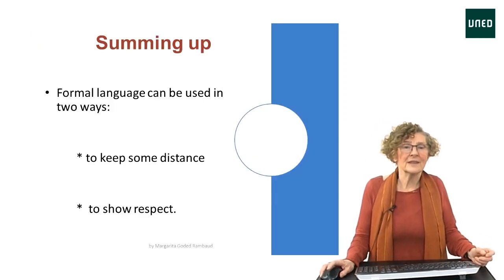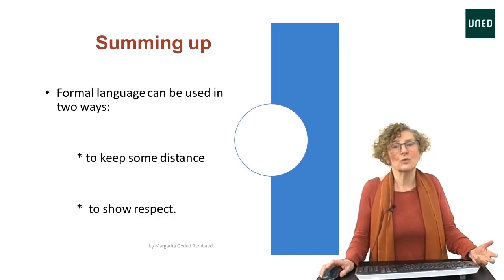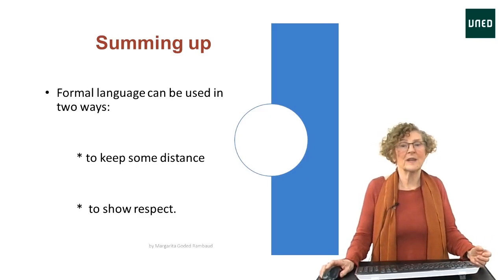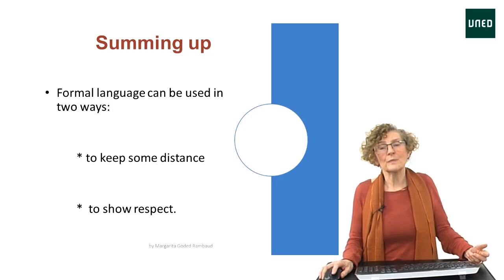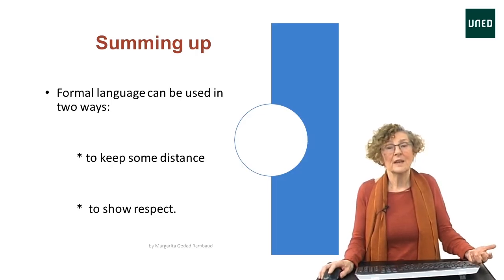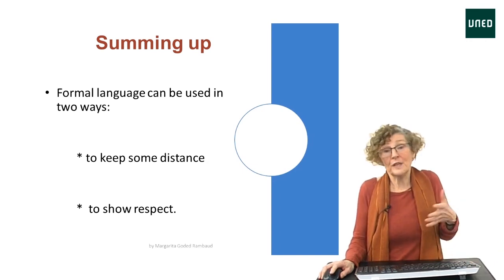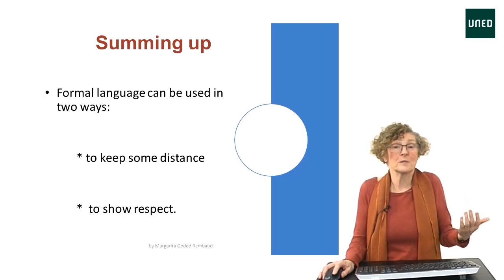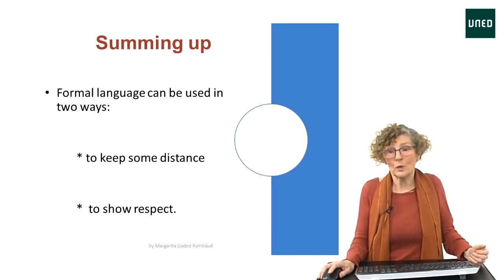So, summarizing what we've done, basically formal language can be used in two ways: to keep some distance or to show respect. If you keep some distance with your addressee, you use the terms Mr., Mrs. and Miss before the family names, as for example in Miss Ratta, Mr. Obama or Mrs. Baldi. And I do it this way because I respect so much Miss Ratta, the principal at my children's school, or Mr. Obama, in my opinion, one of the best presidents of the USA, or Mrs. Baldi, the author of one of the course reference books from whom I've learned a lot.